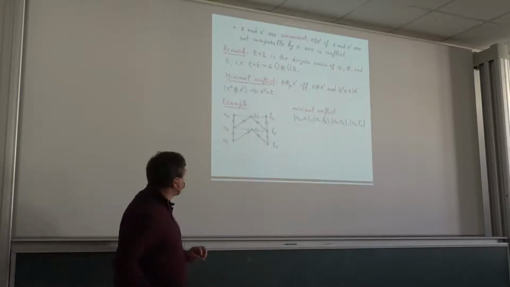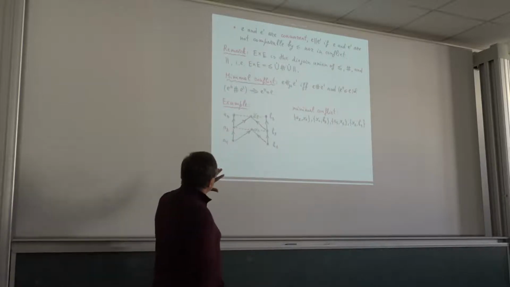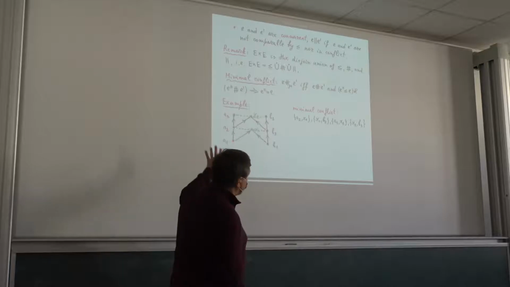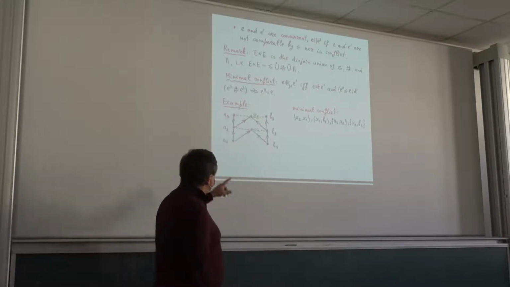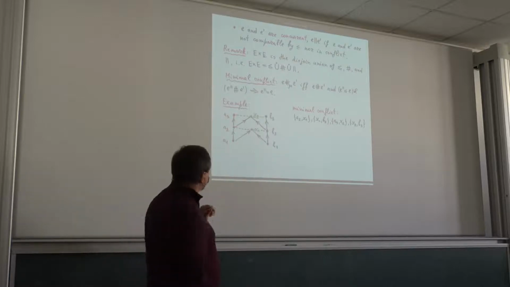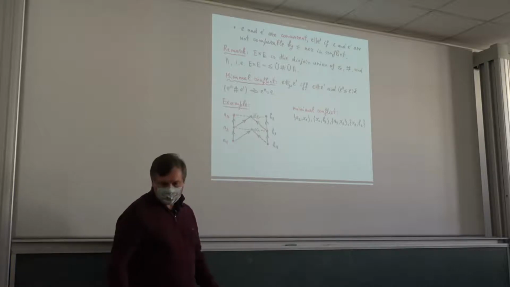And here I have a small example. You have six events. The precedence relation is in black, and the minimal conflict is dotted.